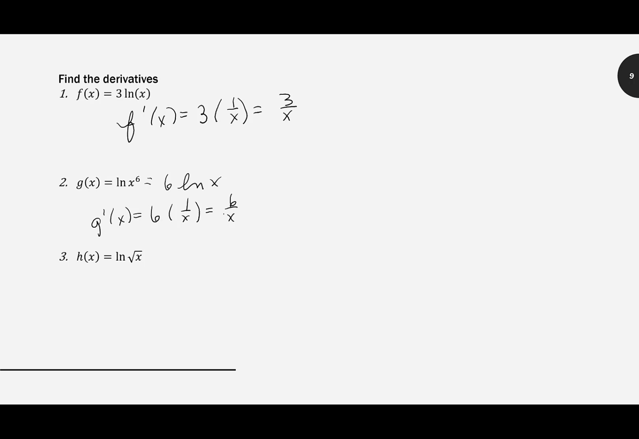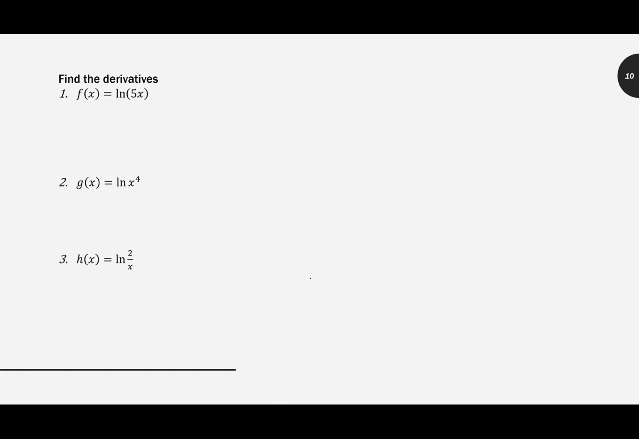H of x says the natural log of the square root of x. Well, we want to think about the square root as being the 1/2 power, and we said, well, powers can become coefficients. Now when I take the derivative, h prime of x, I keep the 1/2. Natural log becomes 1 over x. Multiply across the top, 1 times 1 is 1, 2 times x is 2x. Let's do a little bit more with this.